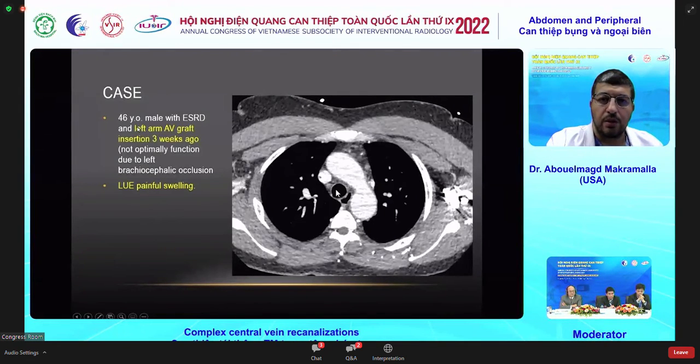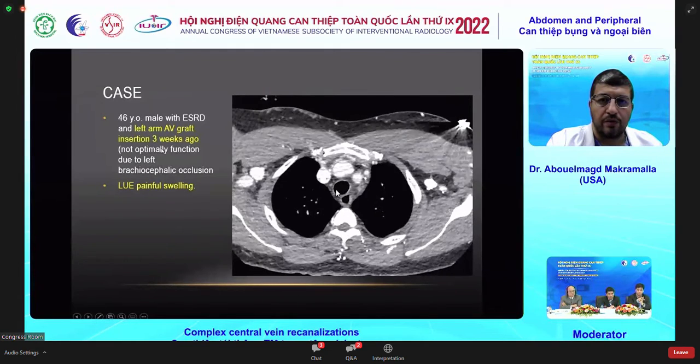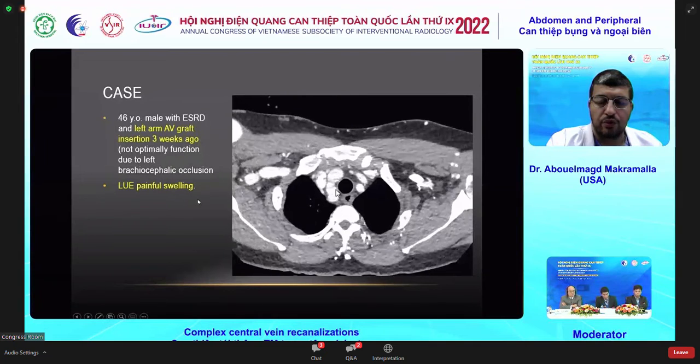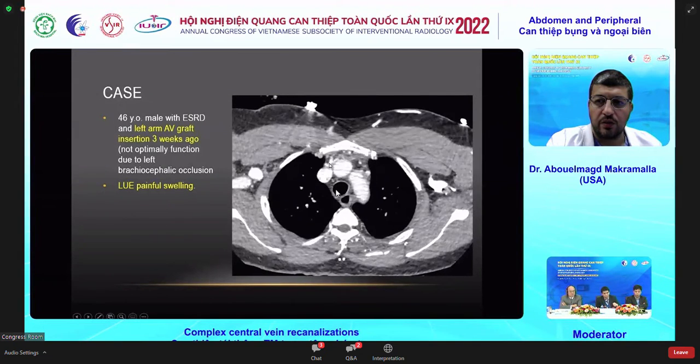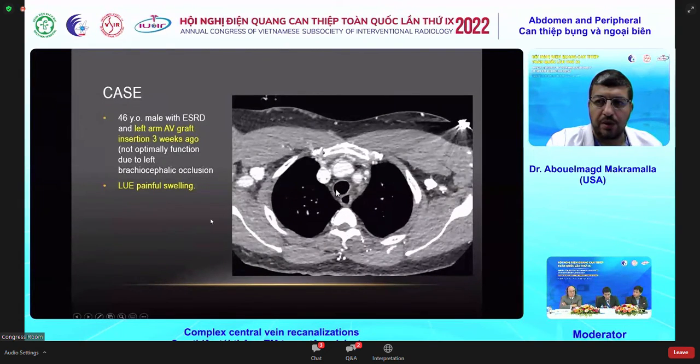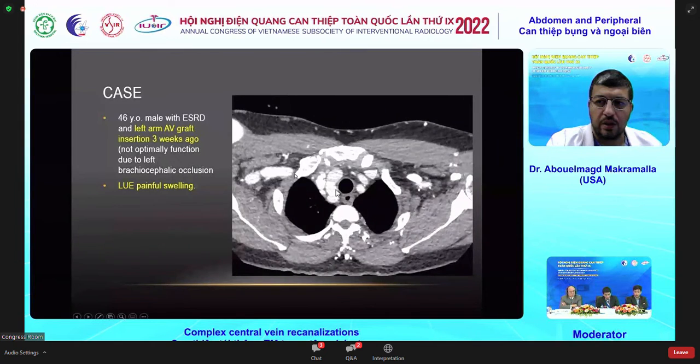This is another patient, a 46-year-old with a left AV graft insertion 3 weeks ago, who then developed painful swelling of the left upper extremity after the graft was placed. And you can see the left brachiocephalic vein is totally occluded on the left, which explains the upper extremity swelling with multiple dilated collaterals, and that's the occlusion.